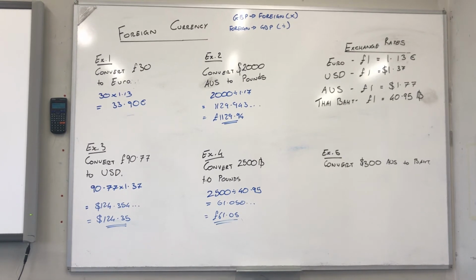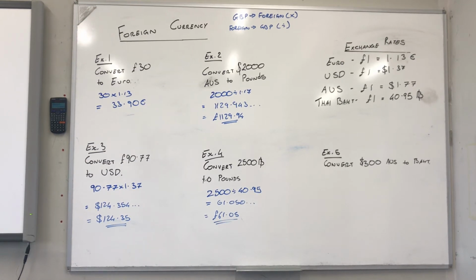Now, last question. I need to convert 300 Australian dollars to baht. So we're converting from one foreign currency to another foreign currency. I've not shown how to do that, but I have shown how to convert from a foreign currency to British, and then from British currency to foreign. So it's just two steps. I'm going to convert the 300 Australian dollars to British, and then I'll convert it to Thai baht, and I will come out with what 300 Australian dollars is roughly in baht.